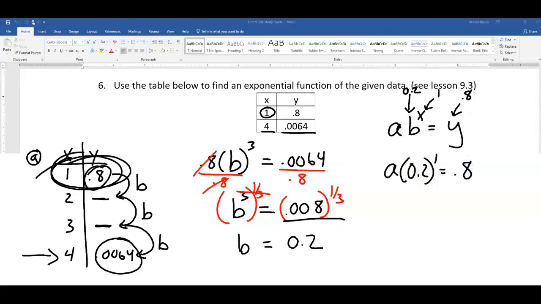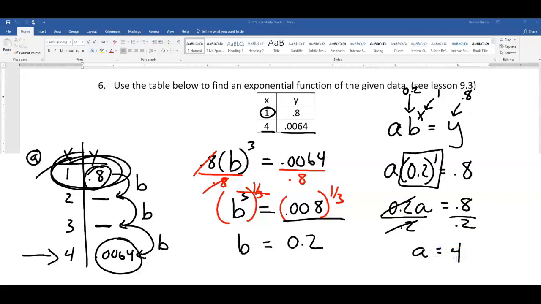The first thing we got to do to solve for a is to do this power here, 0.2 to the first power. Now if you raise 0.2 to the first power, it just stays as 0.2. I'm going to move it to the front of the letter though, so it looks more like what we usually see in math. The next thing we're going to do is we're going to divide both sides by 0.2. And we get a equals 4. And that brings us to the end of our problem. We now can write the equation of our exponential function simply by putting what we got for a here and what we got for b here. And so the final answer would be 4 times 0.2 to the x power equals y.